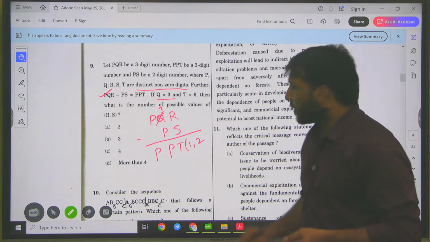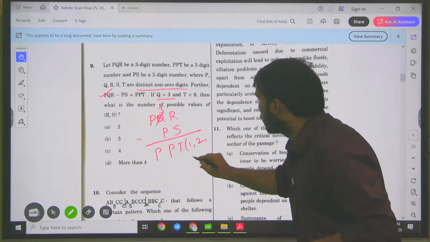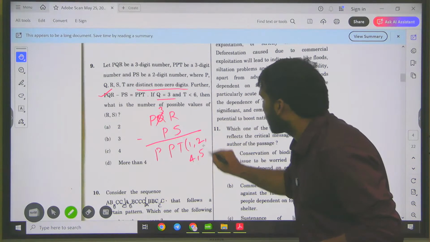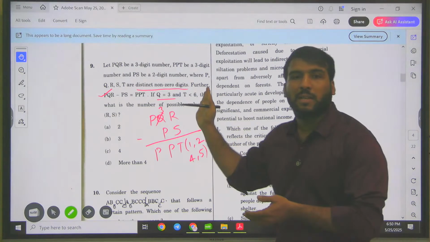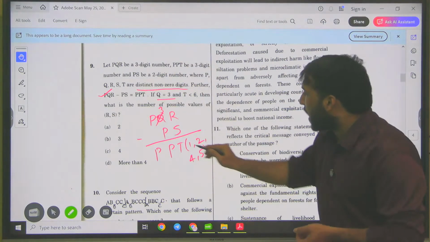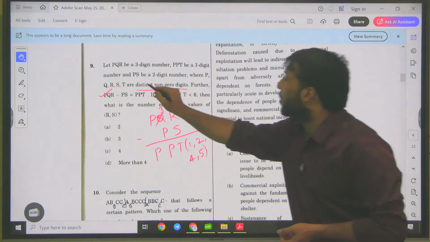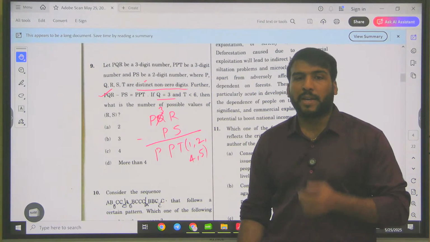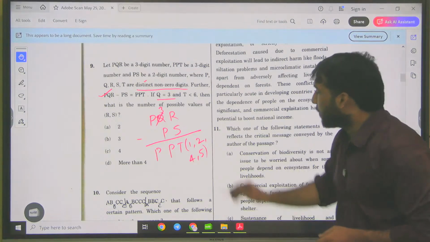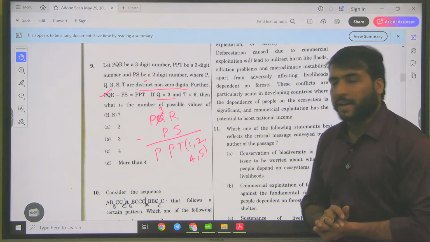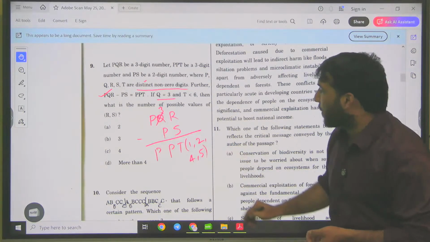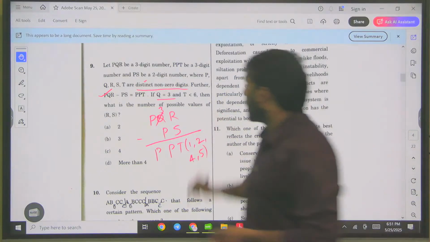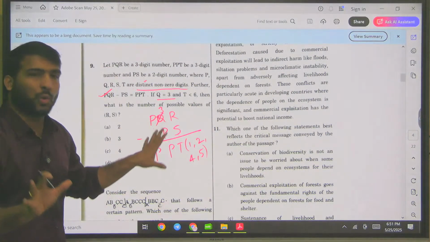Non-zero digits means 1, 2, 4, 5, because 6 is not possible as T value is less than 6, and here 3 is not possible because of distinctness, as he already gave Q value as 3. It means distinct numbers would be needed. So 1, 2, 4, 5. What are the possibilities? Just observe. No need to do that.